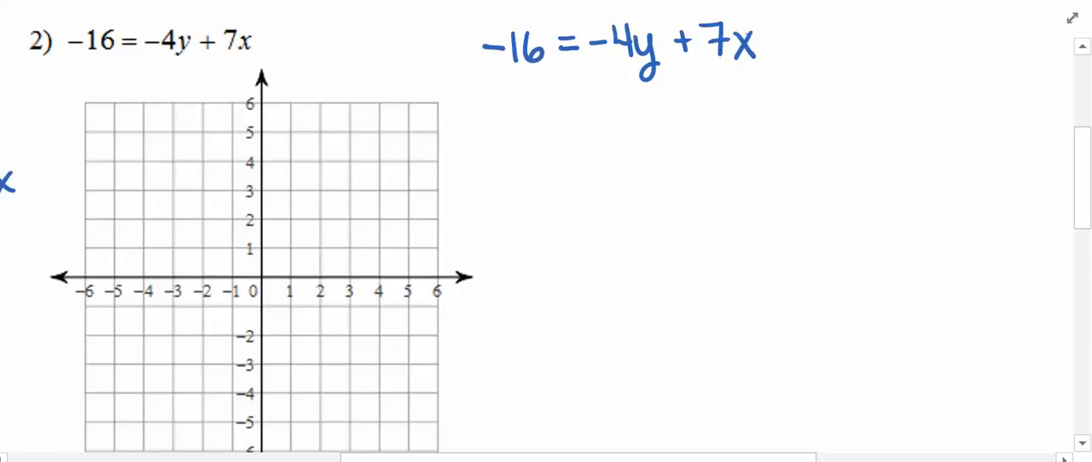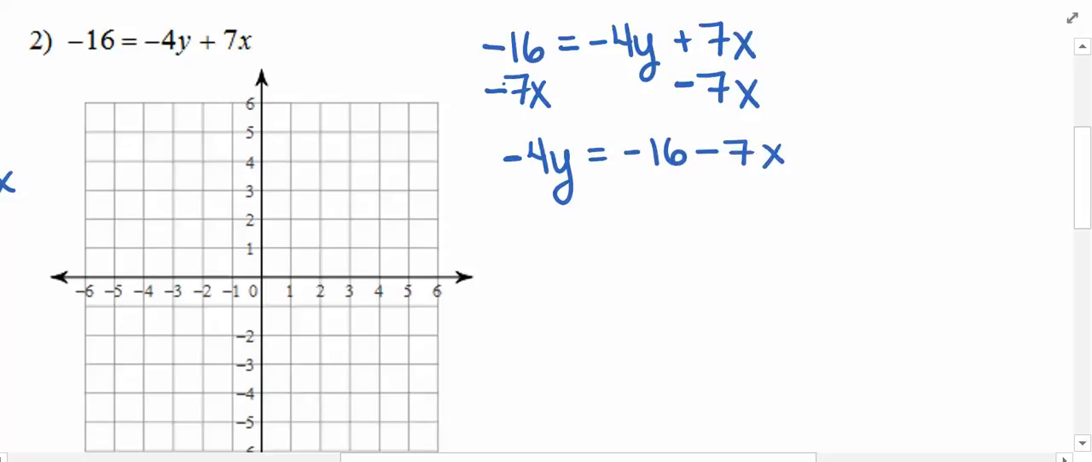So the first thing I'm going to do is get rid of, remember it's just like solving an equation, I'm going to get rid of the plus 7x. So I'm going to minus 7x from both sides. Okay, and I usually like the y to be on the left-hand side, so I'm going to put negative 4y over here. Negative 16 minus 7x are not like terms, so they just stay. Negative 16 minus 7x. Next, I want to divide by negative 4.